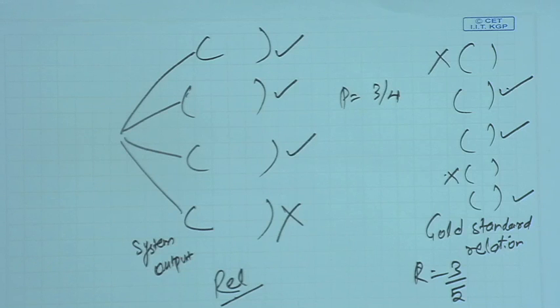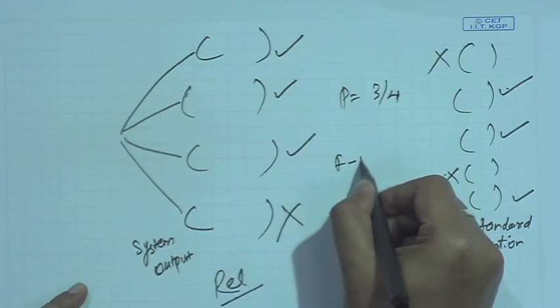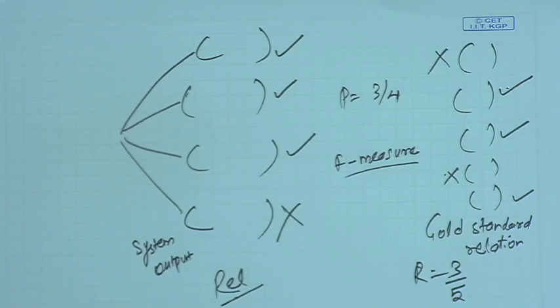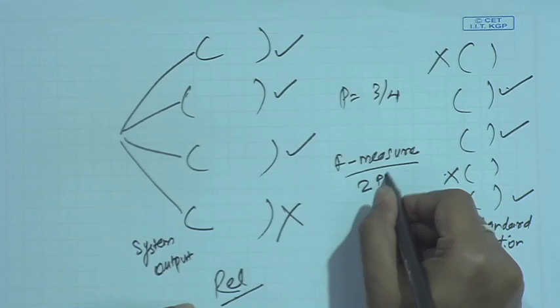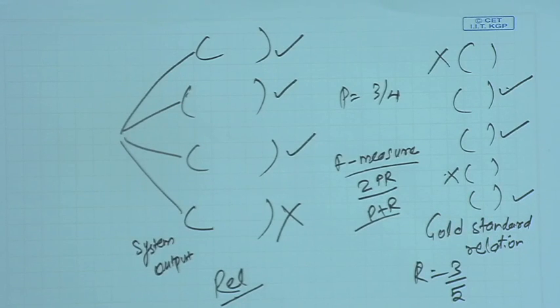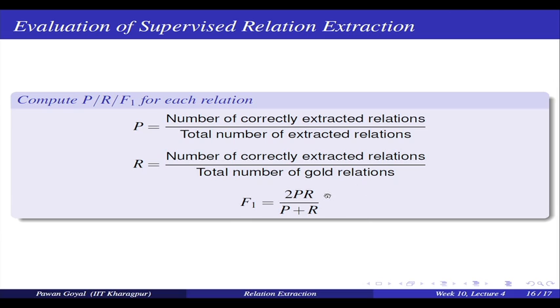Now there is also a metric that combines these two, called the F measure. You take a harmonic mean of precision and recall: 2PR divided by P plus R. That is your F measure. There are variations where you can give different weights to precision and recall, but the accepted measure gives equal weightage to precision and recall and gives an F1 measure.